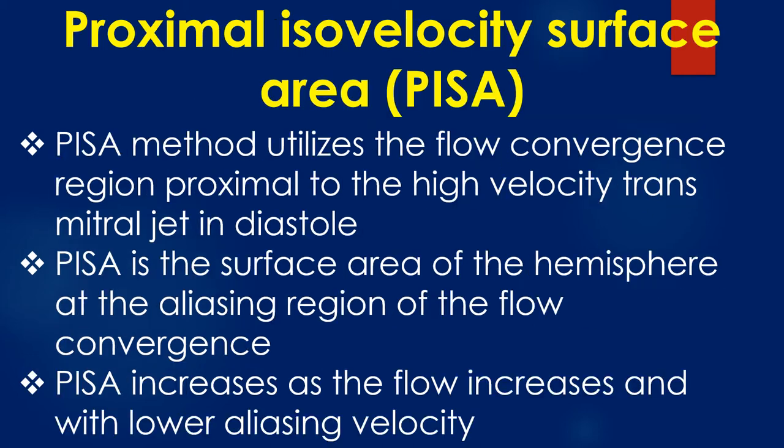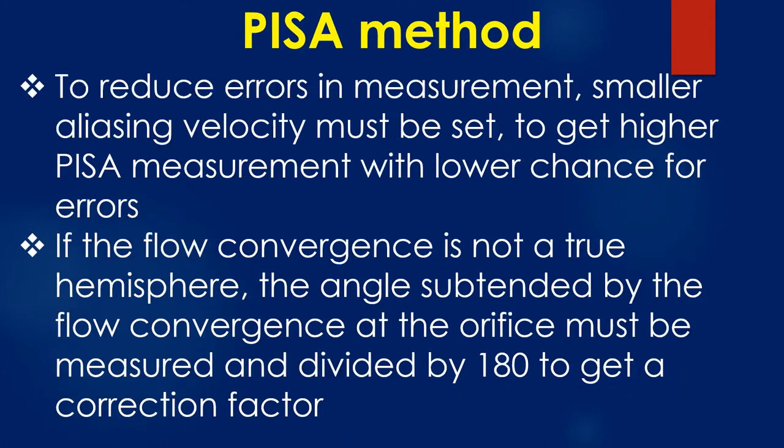Proximal isovelocity surface area or PISA method utilizes the flow convergence region proximal to the high velocity transmitral jet in diastole. PISA is the surface area of the hemisphere at the aliasing region of the flow convergence. PISA increases as the flow increases and with lower aliasing velocity. To reduce errors in measurement, smaller aliasing velocity must be set to get higher PISA measurement with lower chance for errors. If the flow convergence is not a true hemisphere, the angle subtended by the flow convergence at the orifice must be measured and divided by 180 to get a correction factor.